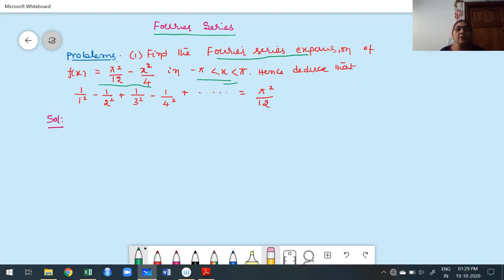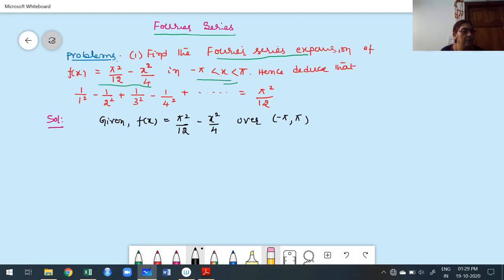Therefore, based on my class, this is the second case: the given interval is in the form of minus pi to plus pi, meaning minus L to L. Whenever the interval is in the form of minus L to plus L, we have another step, we go for even or odd. First, we have to verify whether the given function is even or odd. First, we have to write what is given in the problem. Given f of x equals pi square by 12 minus x square by 4 over the interval minus pi comma plus pi.